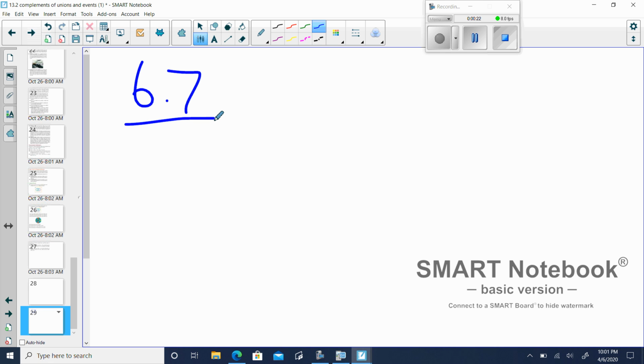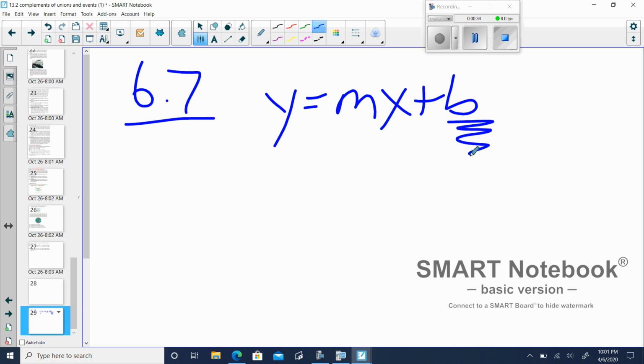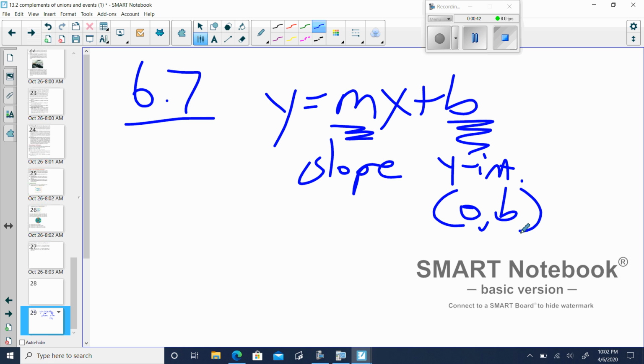It tells us that in a non-proportional linear relationship, the graph passes through the point (0, b), or the y-intercept. And we've talked about this before. We said y equals mx plus b is slope-intercept form. m is our slope, and b is our y-intercept, because that's the point (0, b). And we said that that's where the line crosses the y-axis.